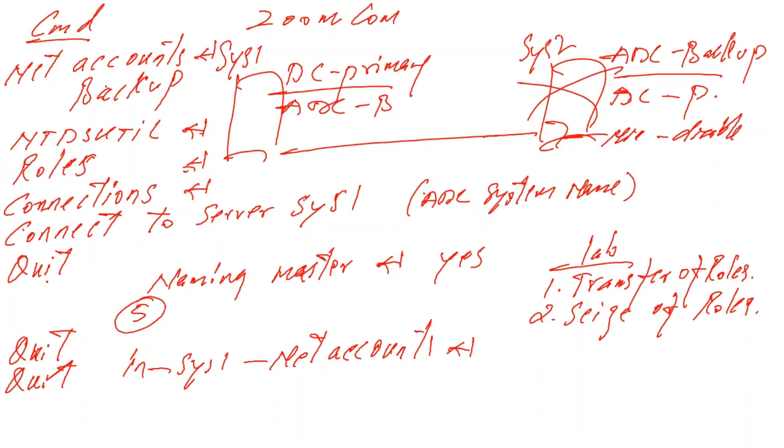Okay. Then after that, write down quit. Now this time we are going for seize, not transfer. We have to use the word seize, and all the roles we have to seize one by one. So first I want to seize the naming master. Write down the next line: seize naming master. And click on yes. Seize naming master.